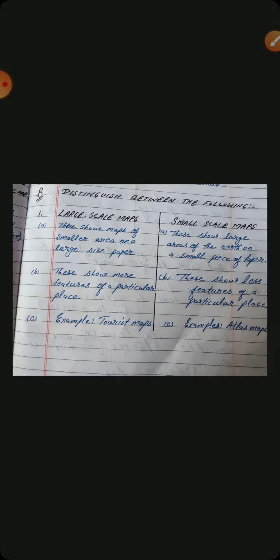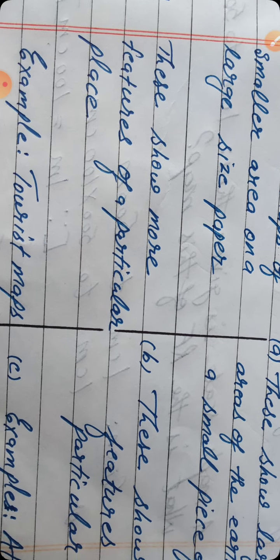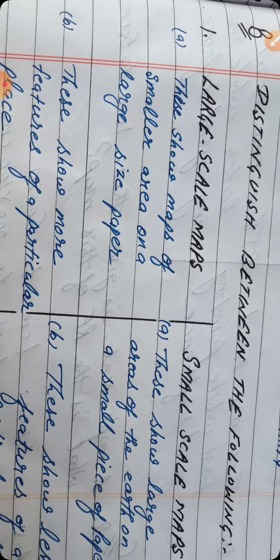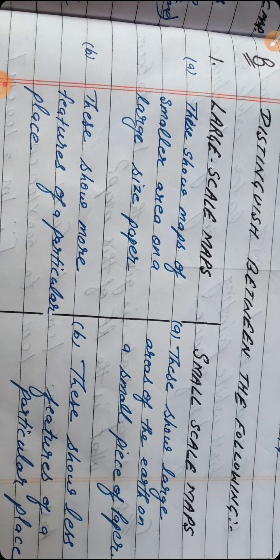Let me give you answers one by one. Our first answer, large scale maps and small scale maps. Pay attention, dear students. For distinguish, you have to draw like this. One side large scale map heading, second side small scale map heading, and then give a line in between to divide the column. First we will write a point for large scale map and on the opposite side a point for small scale map. So focus here. My first point is here.